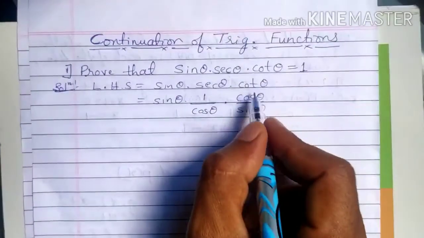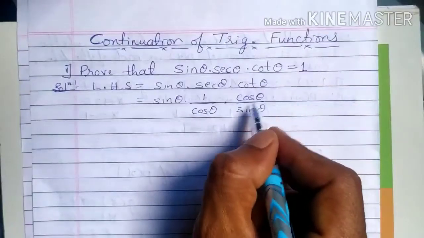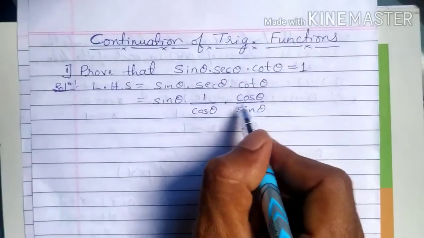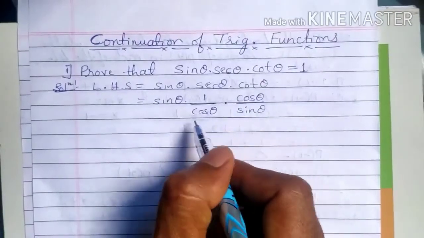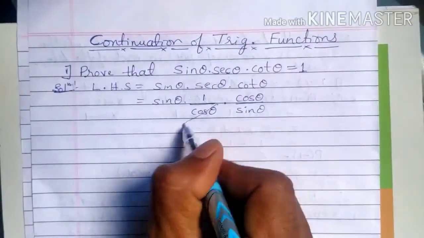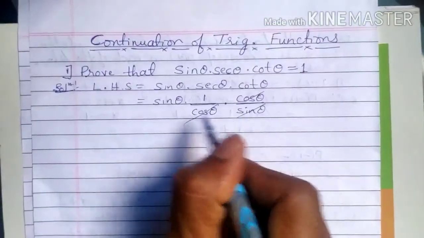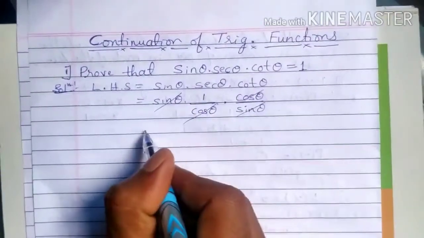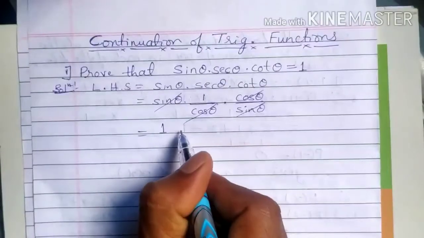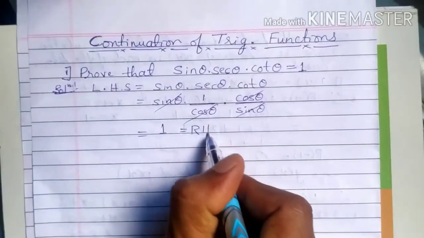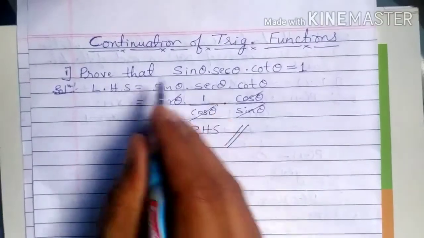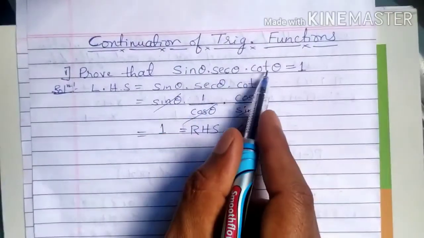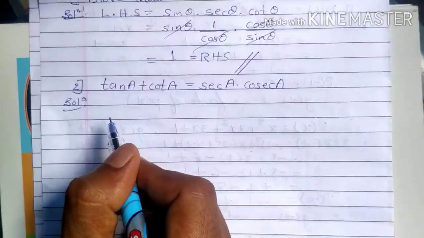I can write cot theta either 1 by tan or cos theta by sin theta. Okay, so these formulas are there in your formula list, you can see that. So now since it is multiplication, I can cancel cos theta, sin theta, sin theta. What is remaining? 1. That is equal to nothing but RHS, right hand side of the given equation. So this is how you prove sin theta sec theta cot theta is equal to 1.